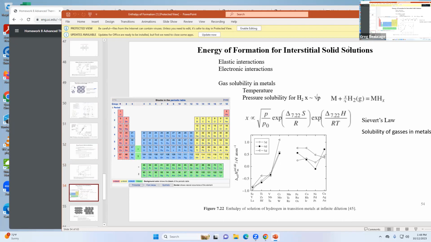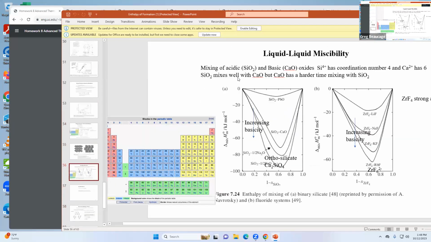For interstitials, this is like an interstitial solution in a crystal where you put another atom into the crystal, and how that's affected by size, basically. And the same with glasses: heat of formation, heat of mixing has a size effect.